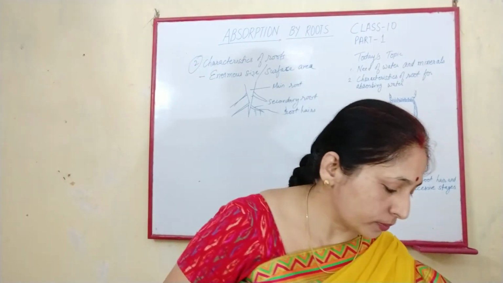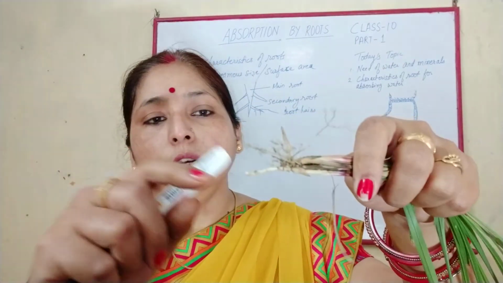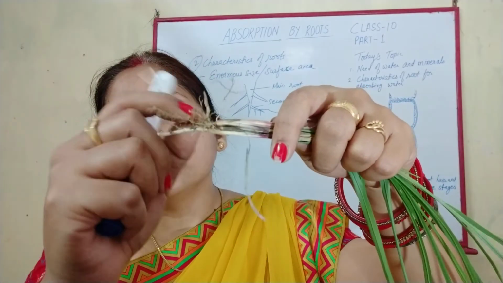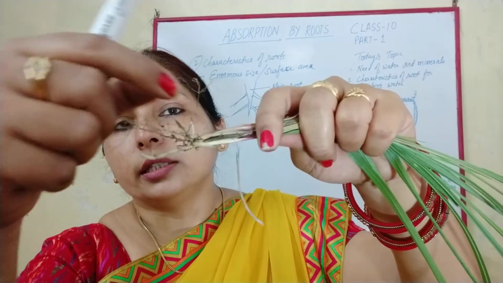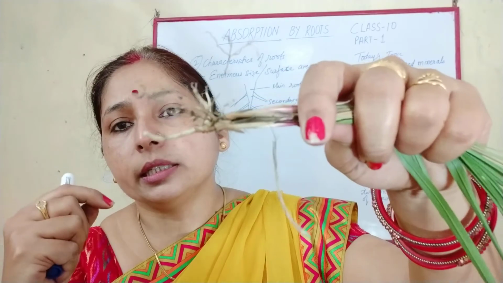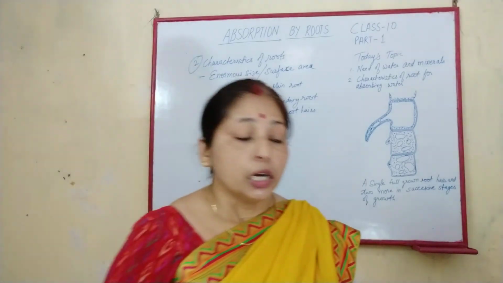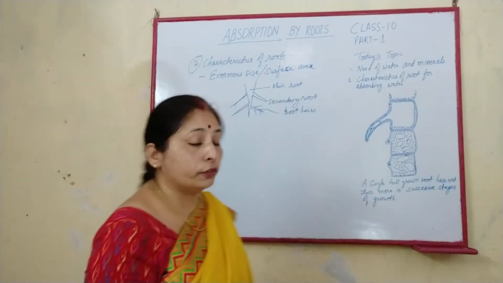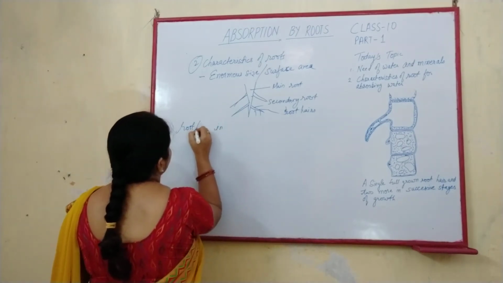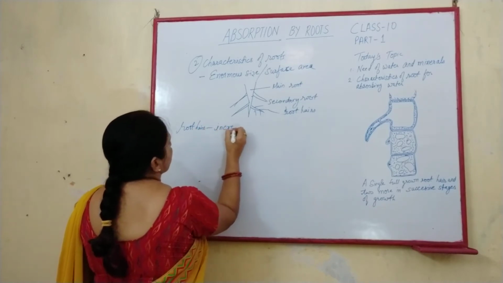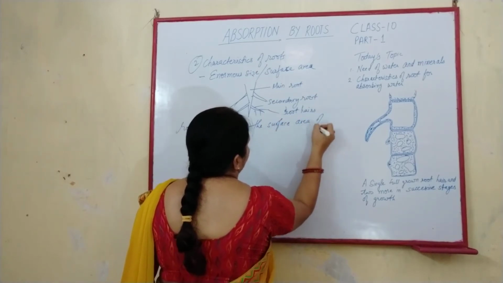With the help of this plant, I'll show you. As you can see, it's clear. I think it's visible to you all. This is the main root and from this the secondary roots arise. Secondary roots are this one, and minute root hairs are present in this plant. So these minute root hairs or the secondary roots are responsible to increase the surface area for absorption. The role of root hairs is to increase the surface area of absorption.